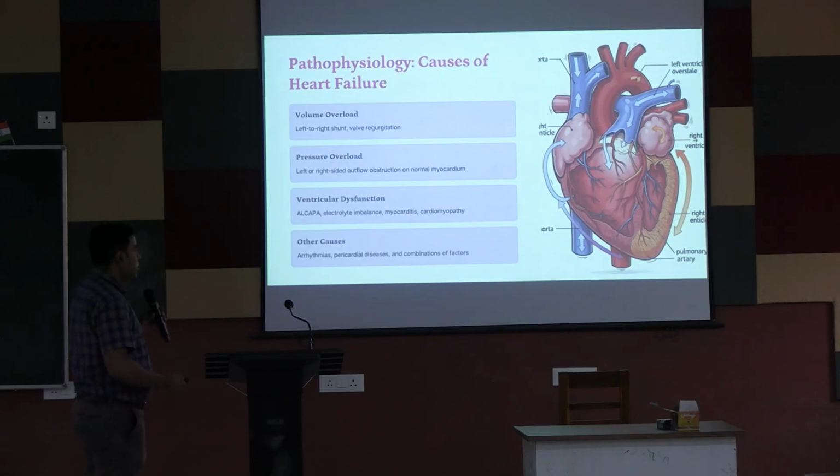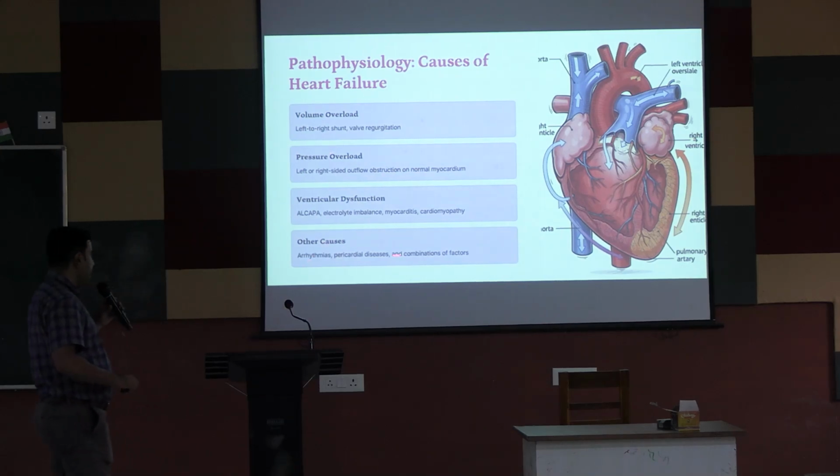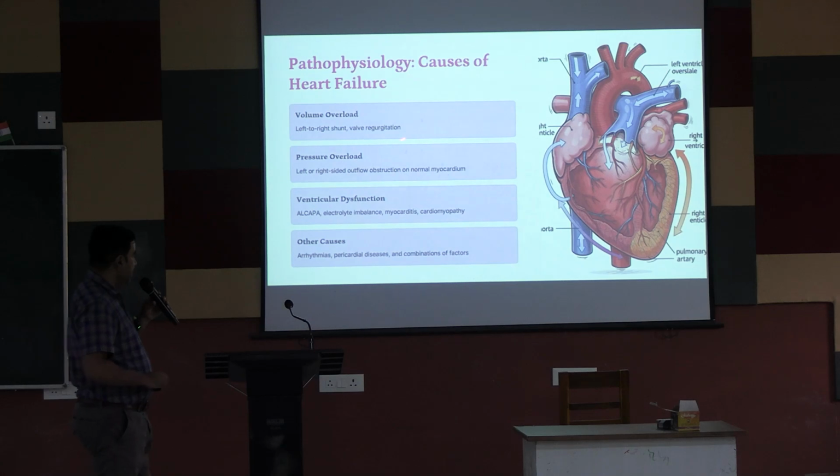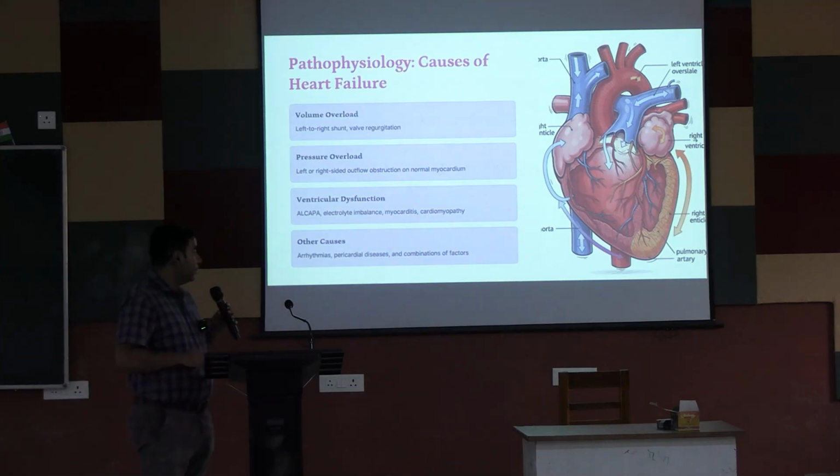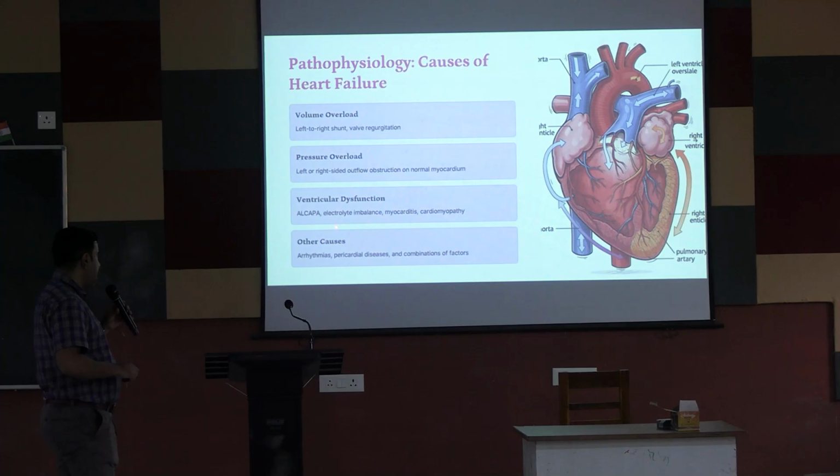Okay. So let's talk about the pathophysiology. It can be due to volume overload, pressure overload, ventricular dysfunction, and other causes like arrhythmia, pericardial disease, etc. Any left to right shunt, any valvular regurgitation like mitral regurgitation, aortic regurgitation. Pressure overload: right-sided outflow obstruction is commonly seen in the etiology of Fallot's. Ventricular dysfunction: electrolyte imbalance, myocarditis, cardiomyopathy, and other causes of arrhythmia.